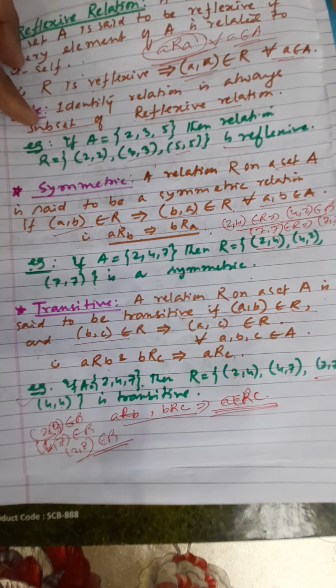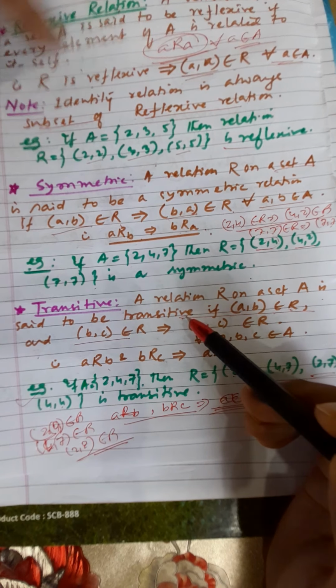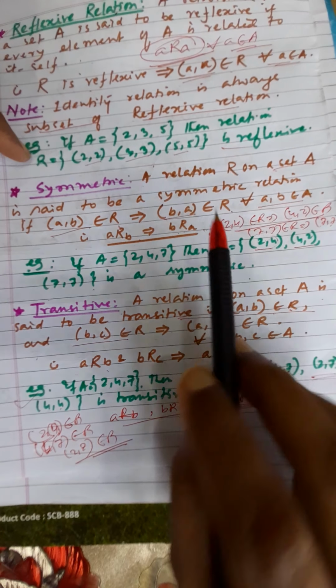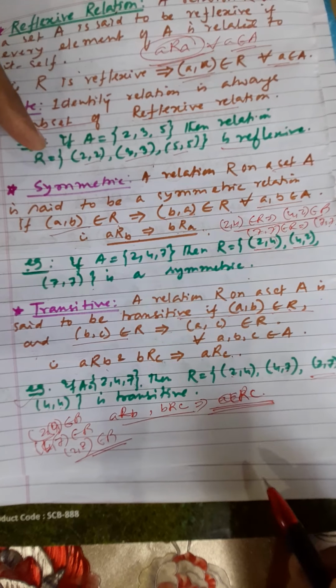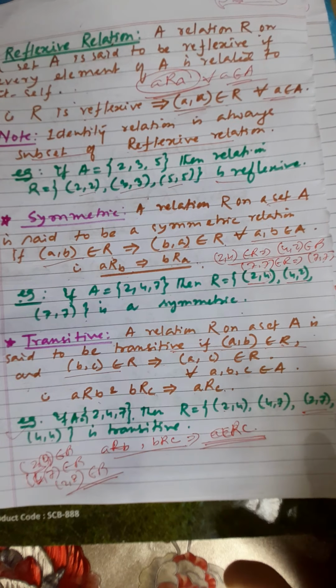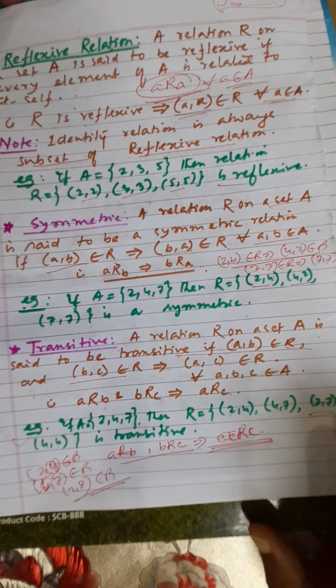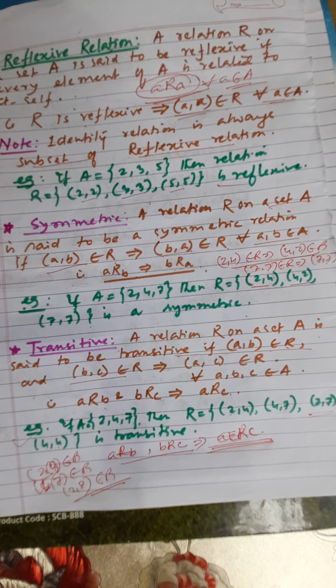If a relation satisfies all these things, that is, a relation is reflexive, symmetric and transitive, all three, then that relation is called an equivalence relation. In the next class we will discuss the equivalence relation and some problems related to this concept.